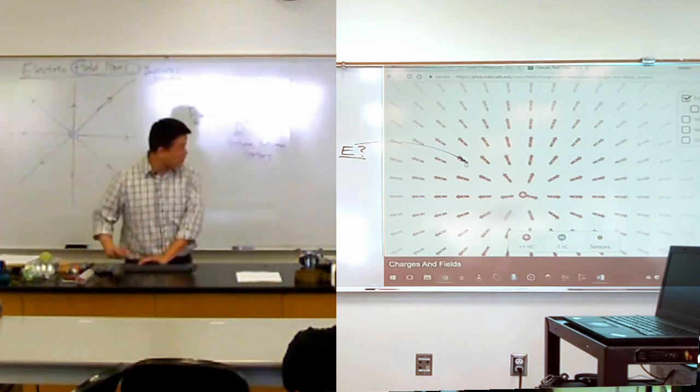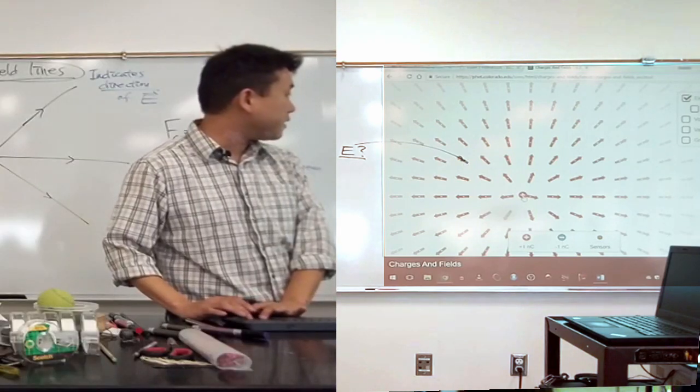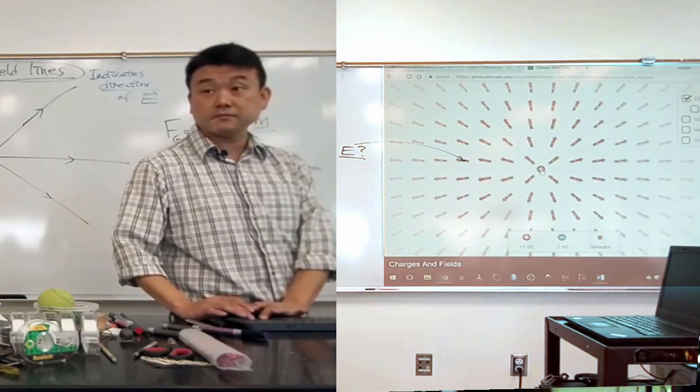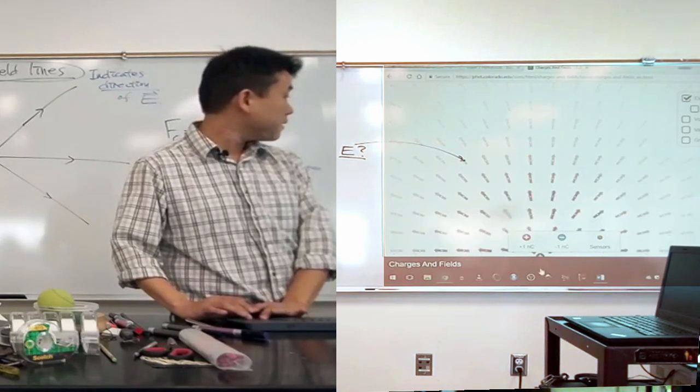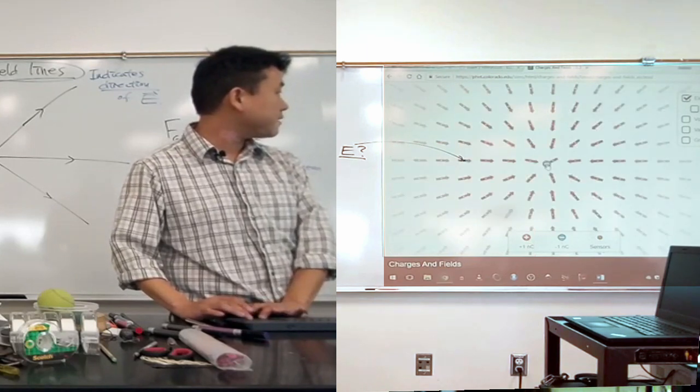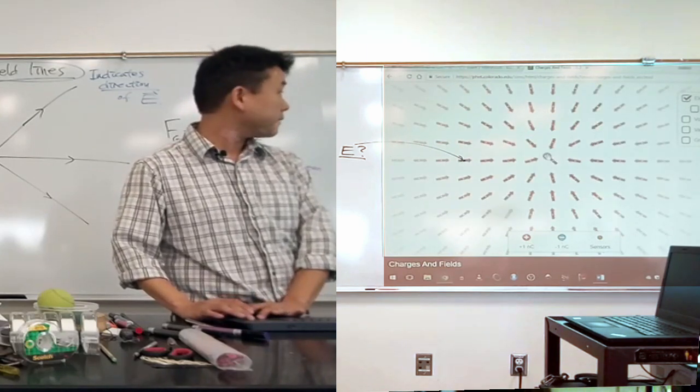So this is something that can illustrate electric field directions. Do these directions make intuitive sense? That's what you would have guessed. And if I put in a negative charge instead, do these directions make intuitive sense? Yeah?